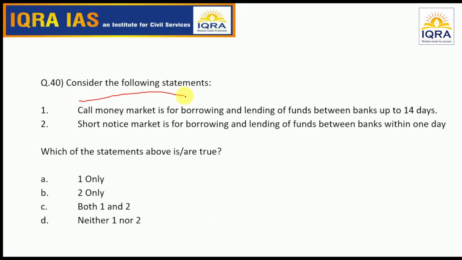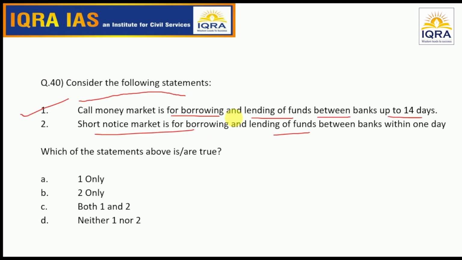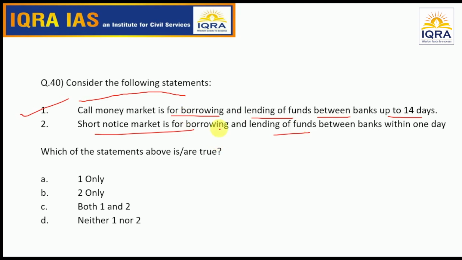Consider the following statements. Call money market is for borrowing and lending of funds between banks up to 14 days. No. Short notice market is for borrowing and lending the funds between banks within 1 day. No. Short notice market is actually, they have exchanged this. So call money market is this, short notice market is this. So there is an interchange.